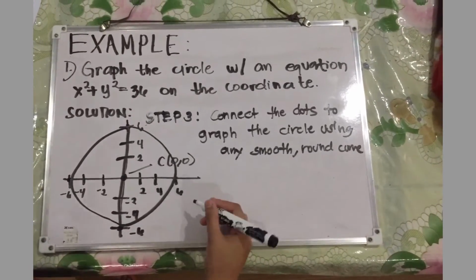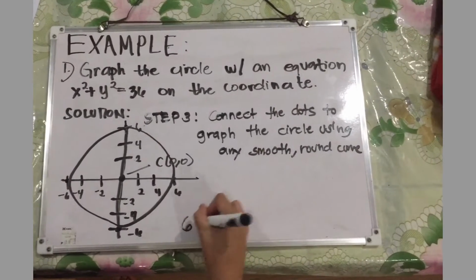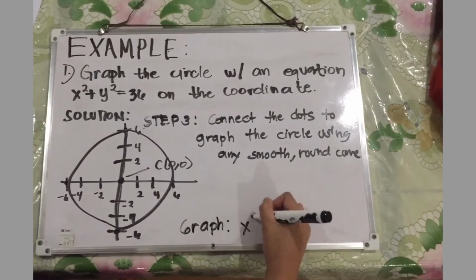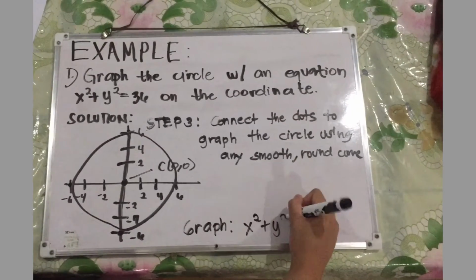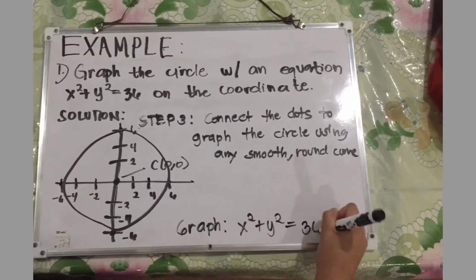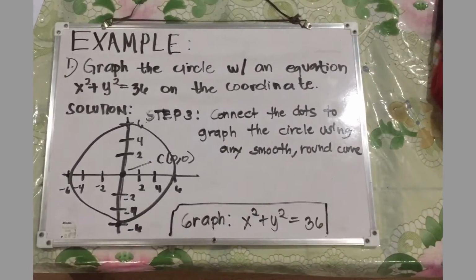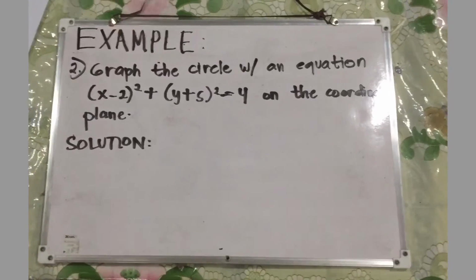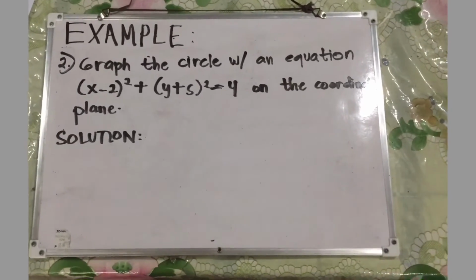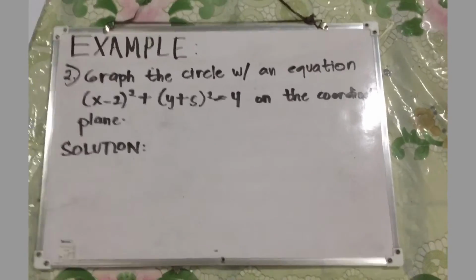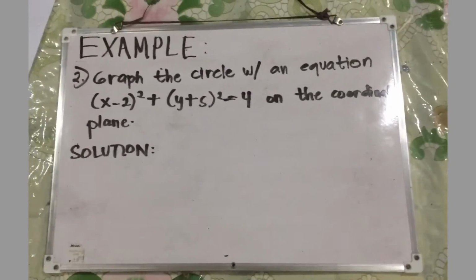Or connect the dots. So that is the graph of the equation x squared plus y squared equals 36. So I guess you understood example number 1 on how to graph the circle on the coordinate plane. So let's proceed to example number 2.